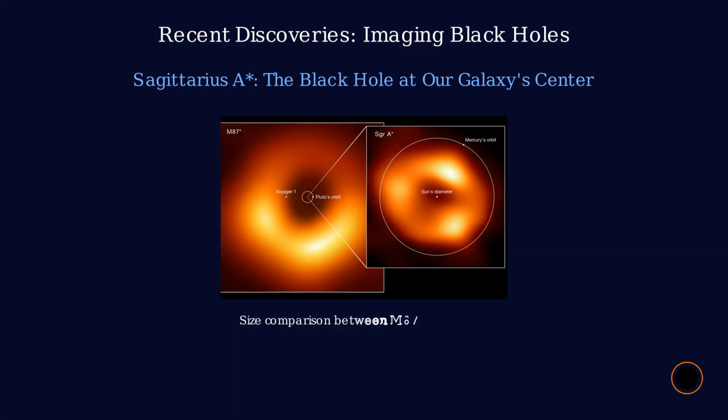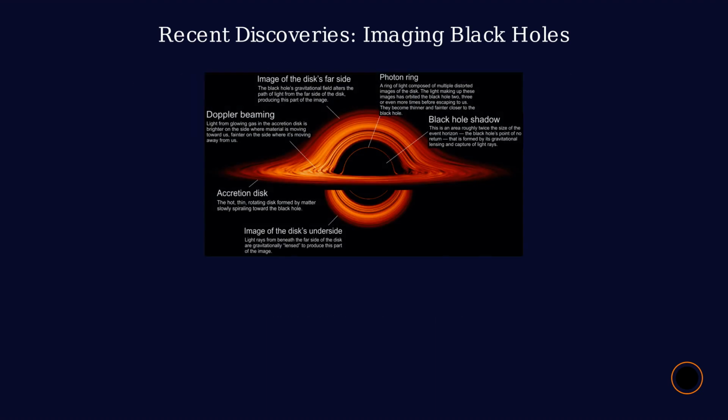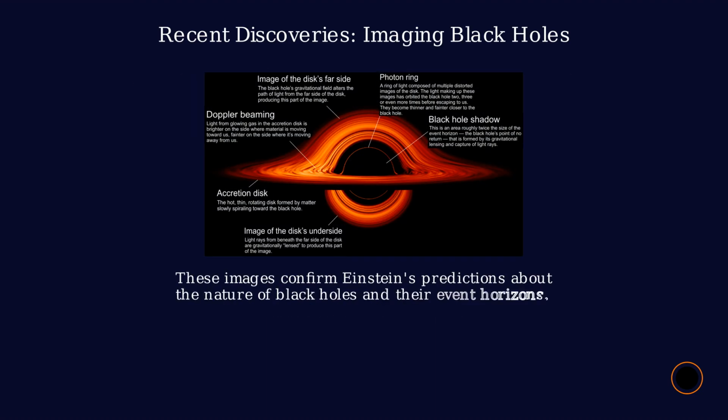Despite appearing similar in images, these two black holes differ dramatically in size. M87 star is enormous, while Sagittarius A star is much smaller, though still about 4 million times the mass of our Sun. These groundbreaking images confirm Einstein's predictions about black holes and provide direct evidence of their event horizons. The bright ring we see is not the event horizon itself, but hot gas orbiting just outside it, with the dark central region being the black hole's shadow.